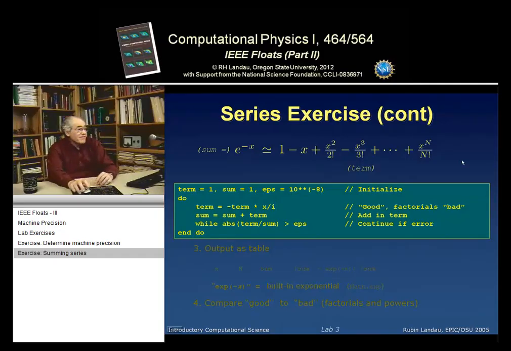So we have on top the algorithm we're using, just a finite number of terms. And we have in green here another pseudocode, and it looks just the same as the other pseudocode. There's a bunch of initialization. We start off, we set term, that's each term in the sum. Sum here 1, epsilon 10 to the minus 8th. So that's the relative precision variable, obviously.